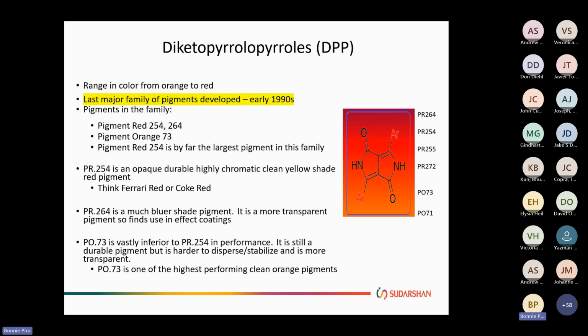To the red side, the Orange 73 and Orange 71 are available in the industry in this chemistry class to provide those clean orange pigments.